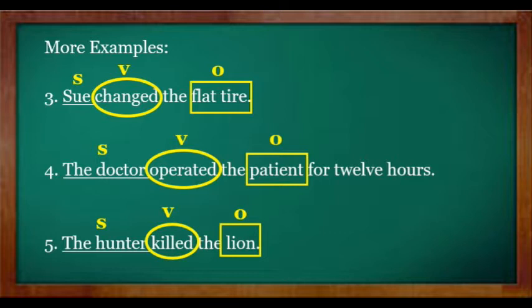Sue changed the flat tire. The doctor operated the patient for 12 hours. The hunter killed the lion. All of these sentences are in active voice. So students, always remember that active voice follows the pattern: subject, or the doer of the action, the verb, and the object, or the receiver of the action.